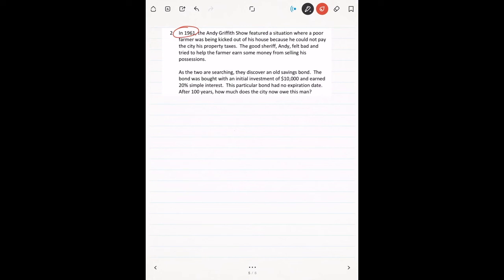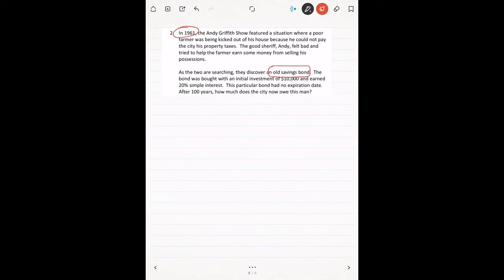money. So Andy and his family are meeting with the farmer, and they're going through his stuff. They're trying to help him see, can you sell anything to get money? Is there anything that you could do to earn money? So they're saying, do you have any possessions, any valuables you could sell to just get some cash? And they start going through the guy's possessions, and he just has junk. He's got old pins and little random things he's collected, nothing of actual value. But as they searched through their things, they discovered an old savings bond.